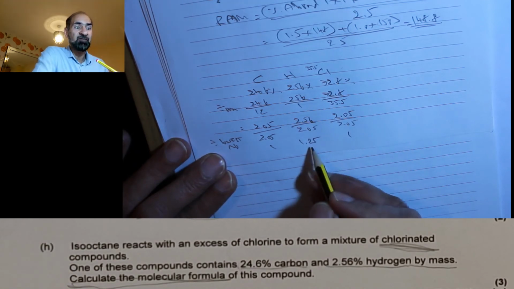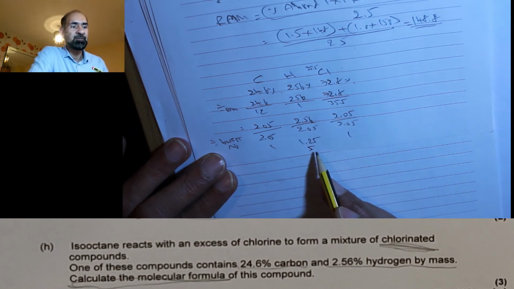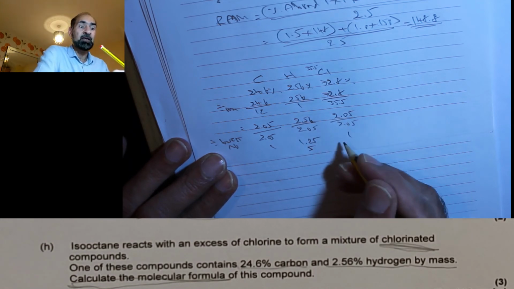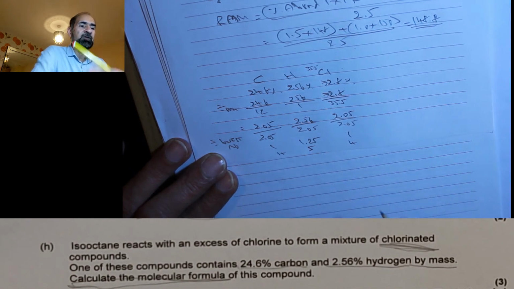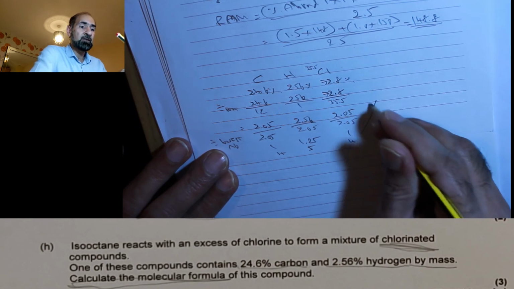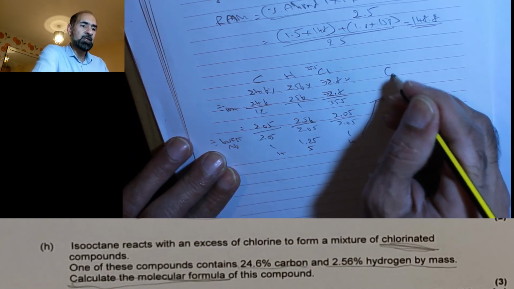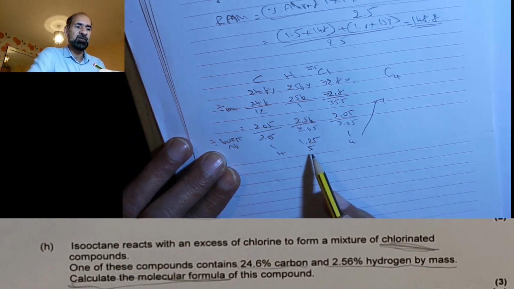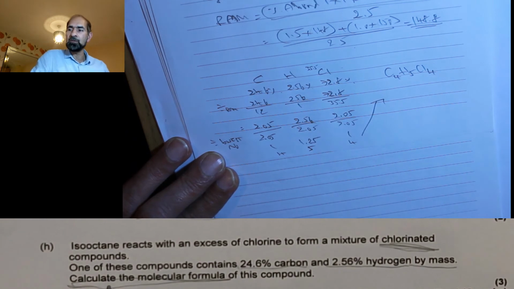So I'm going to multiply this by 4 to give me 5. So 4 times 1.25 is 5. And of course I've got to multiply these as well by the same number. So that gives me 4, that gives me 4. So that means the empirical formula of this compound is C4 H5 Cl4. But remember, this is not the answer to the question. The question says molecular formula, not the empirical formula.